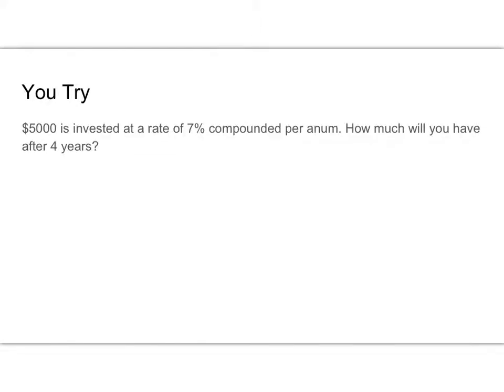Since we've worked with sequences and series before, I'm going to have you try this one. Go ahead and stop the video and turn it on when you're ready.